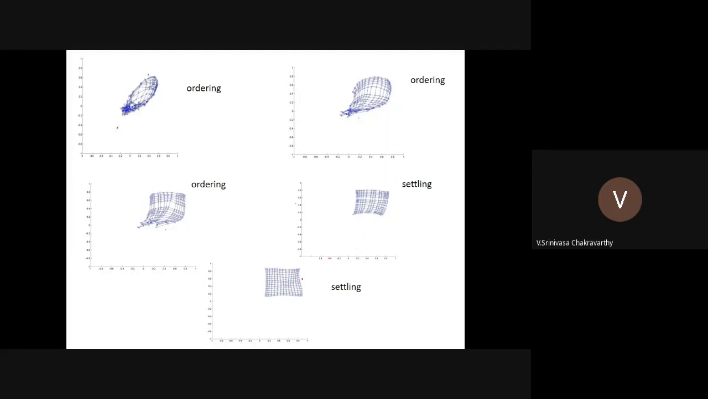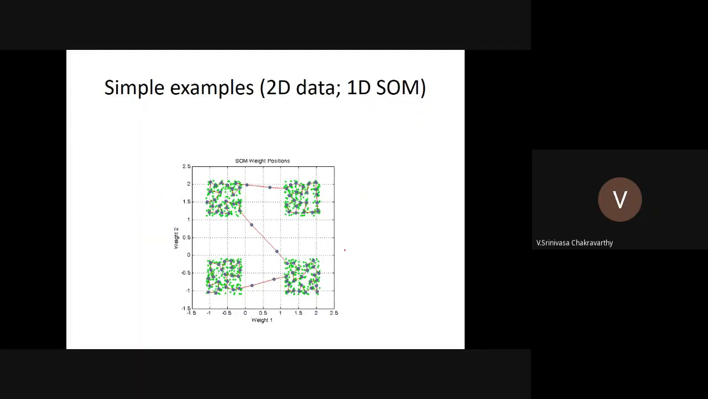So at the end of it, all the centroids of the map stop moving. They don't move anymore. You can keep on presenting data, but they have reached their equilibrium state. Okay, so after that, there is no more change. So just one more example.